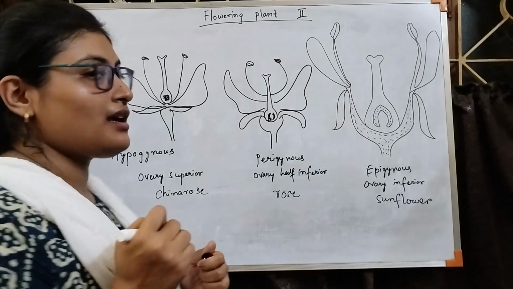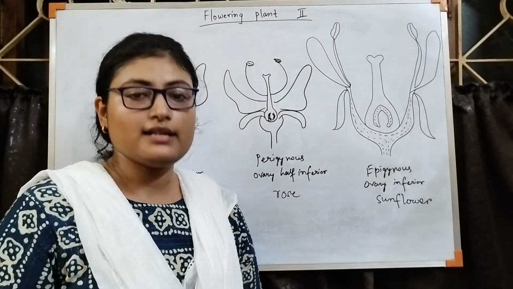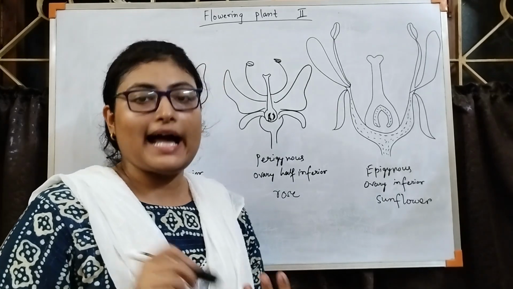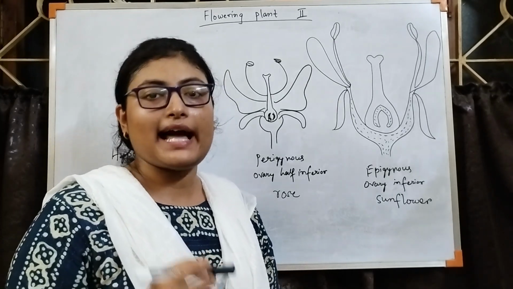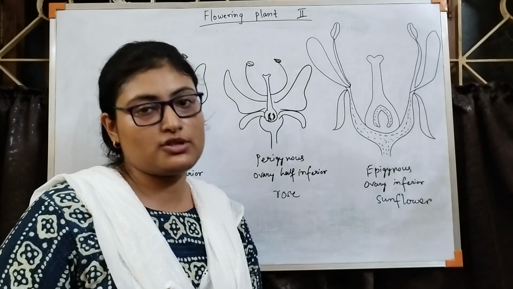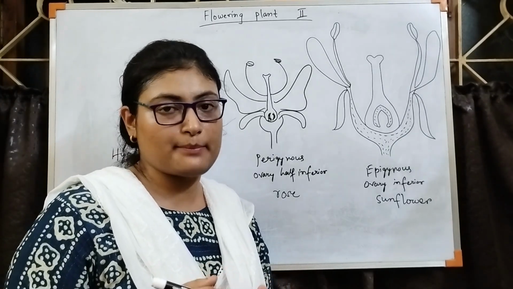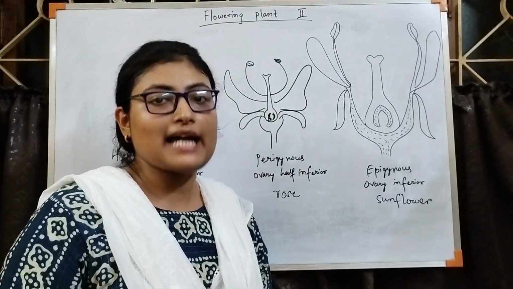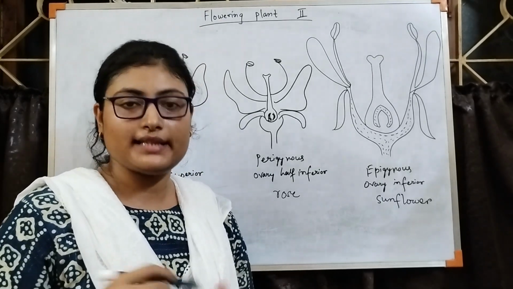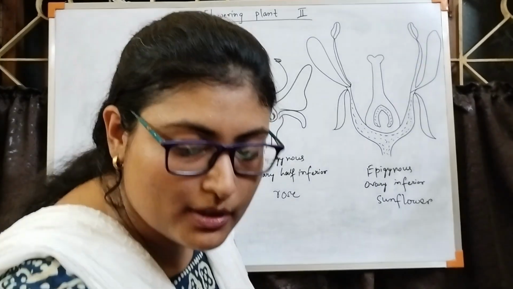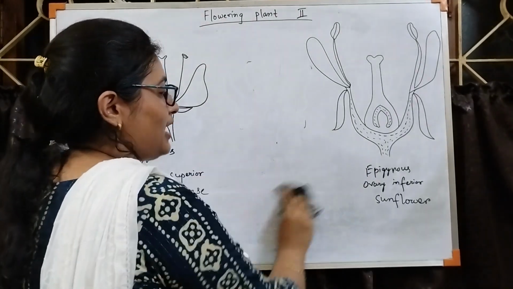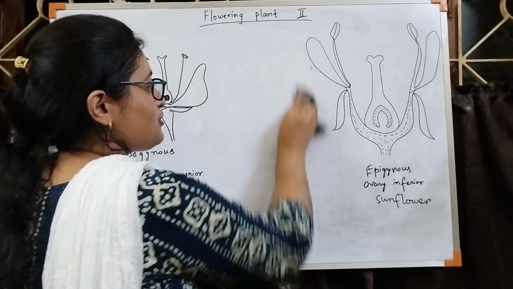Next is types of flowers. So till now we have learnt the parts of flowers: Gynoecium, androecium, calyx, corolla, all the parts we have covered. Now next portion of the chapter is the types of flowers. Firstly, we know there are several types of flowers. Mostly unisexual flower and bisexual flower.